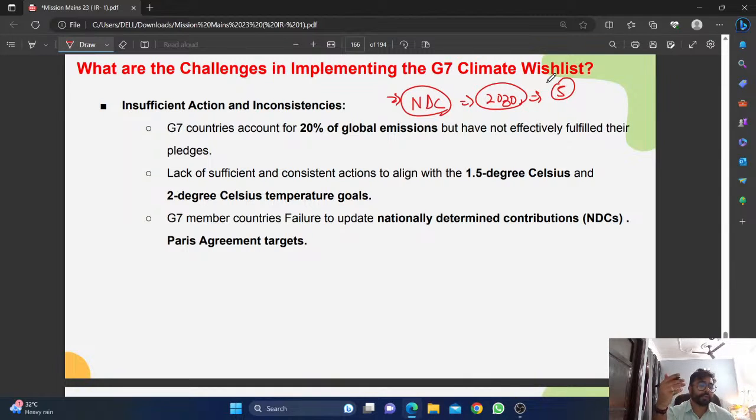For example, to create 1 billion tons of carbon sink by 2030, to reduce the carbon intensity of the economy by 45%, and the railway will be net zero by 2030. Our railway will run on net zero emissions by 2030.